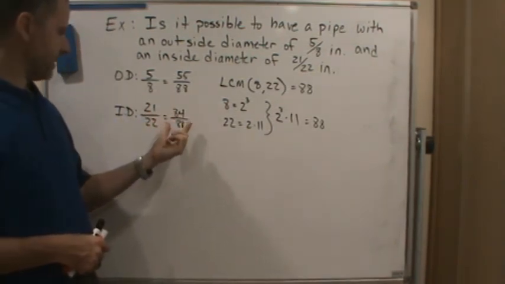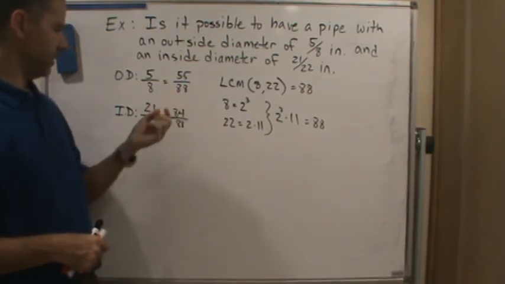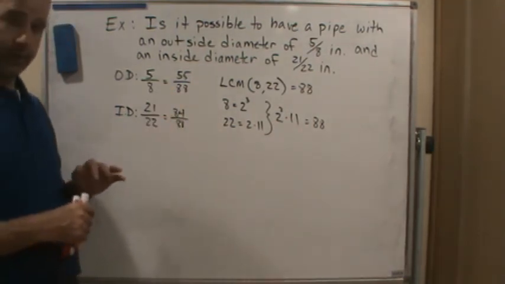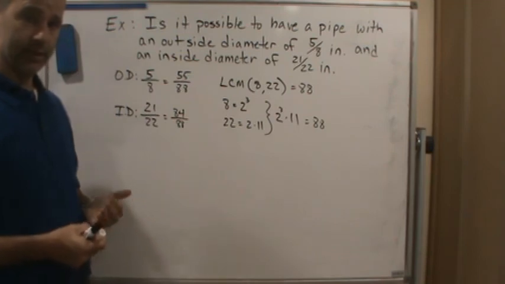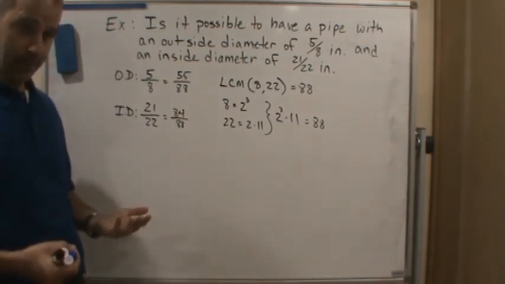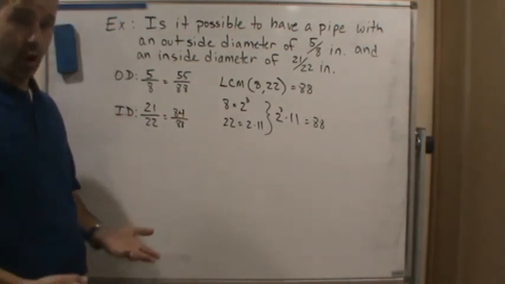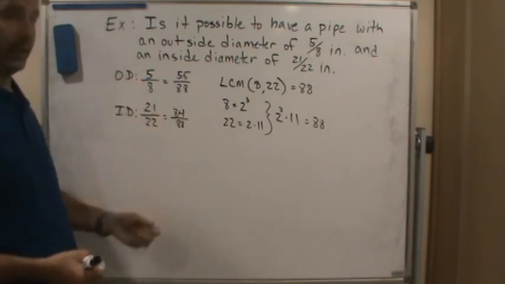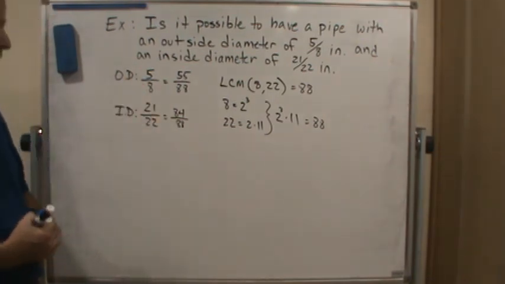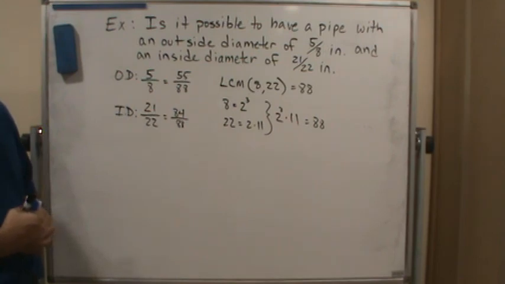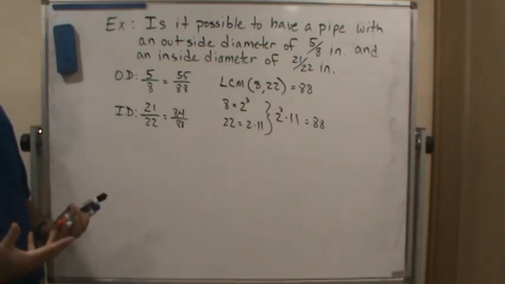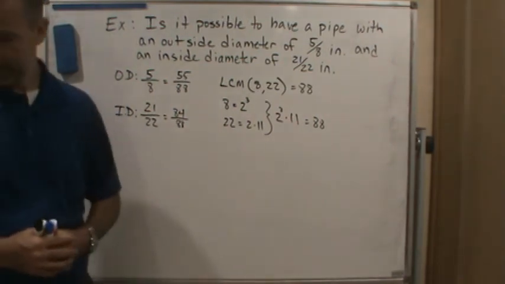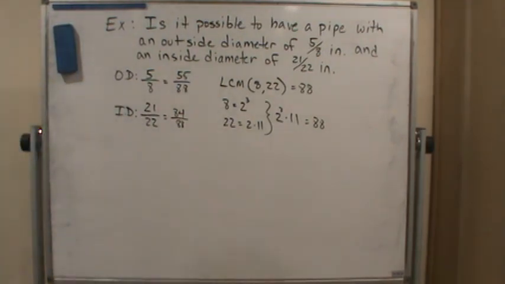So that means the inside diameter is larger than the outside diameter. Can we have a pipe where the inside diameter is larger than the outside diameter? The answer is no, it's impossible. So no, we cannot make a pipe like this. It's physically impossible to make a pipe where the inside diameter is larger than the outside diameter. And that's it. See you next time.